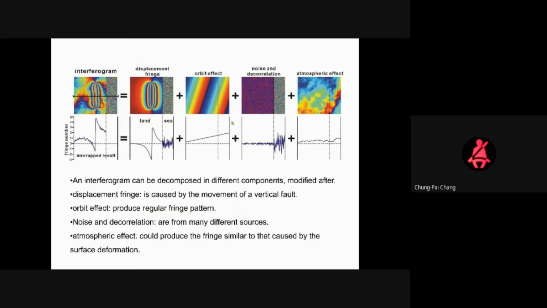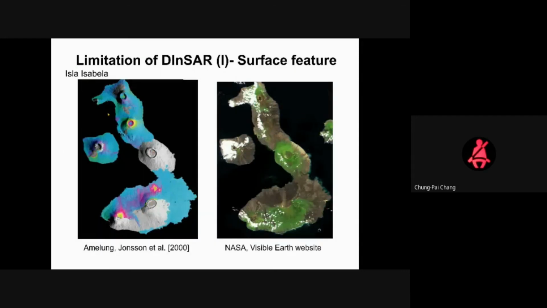Not only the vegetation, but also the topography, the orbit, the weather, the atmospheric effect, and so on. We have to remove all these, and then we can obtain the interferogram. But for some areas, it's very, very difficult to remove.